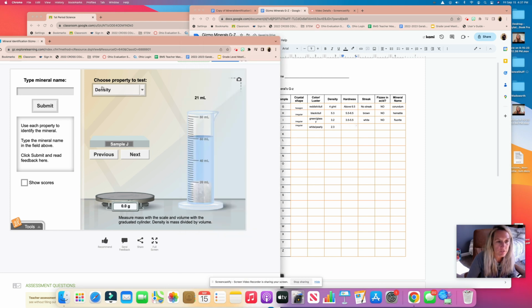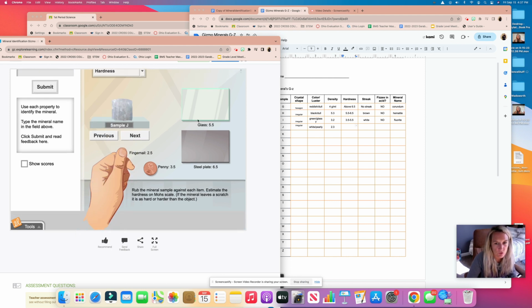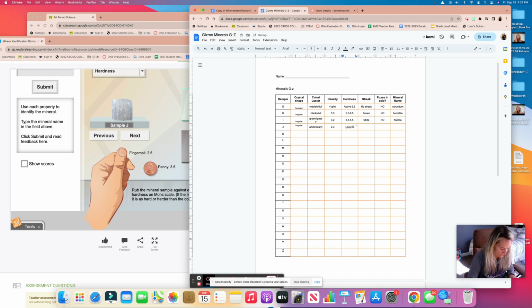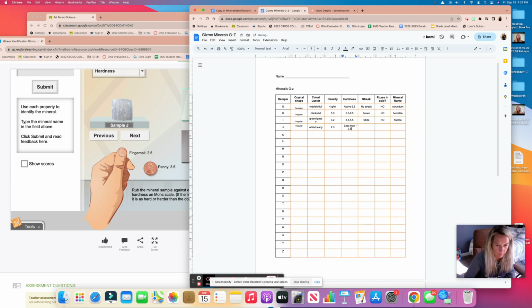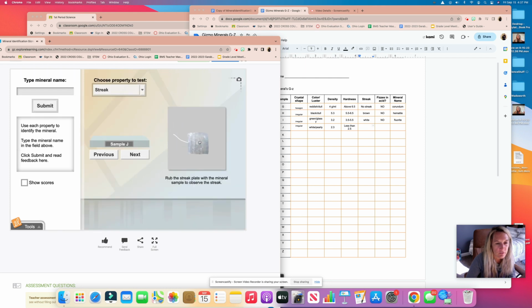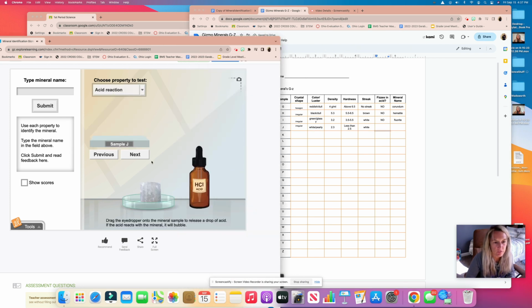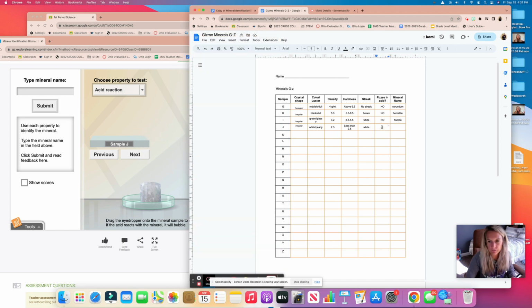All right, hardness, next one. It does not even scratch a fingernail. So I would say less than 2.5, because that's all we know. It's kind of like a scale. All right, let's do the streak test. It streaks white. So we're going to put white. And let's check the acid test. Just splashes, no reaction.